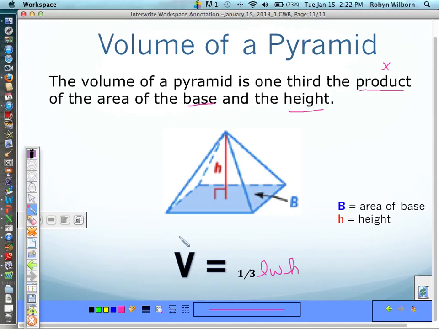So you want to add this to your notes if it's not in there already. The formula we're going to use is volume equals 1/3 times the length times the width times the height. And the length and the width here is just the base, the bottom.